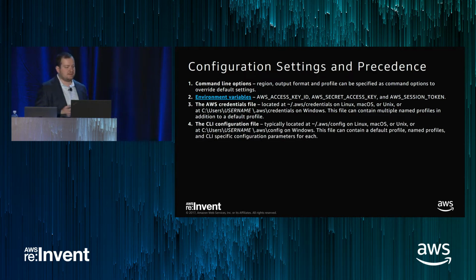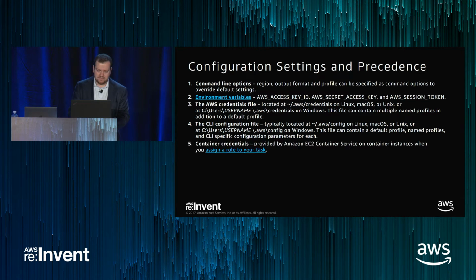Then we've got the config file. Again, this can also have a default profile, named profiles, and those specific CLI options that we talked about earlier. And then your container credentials. If you're running an ECS cluster, our Elastic Container Service or EC2 Container Service, that has a feature where you can have roles, which we'll talk about in a second too. You can assign a role to your tasks, or essentially your containers. And if you have those, those credentials are next in line.